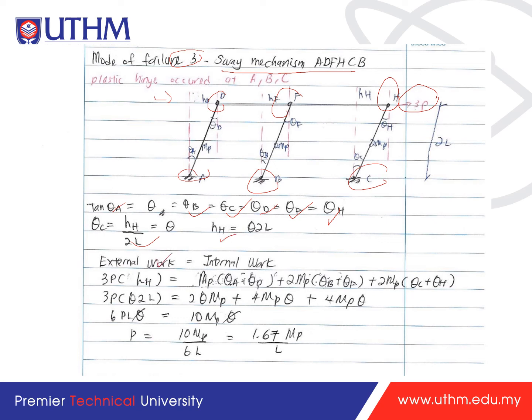So external work is equal to internal work. So 3P times HF is equal to MP. For the first one, it is MP times theta A plus theta D and theta P, and then 2 MP for this member B half is theta P plus theta F, and then 2 MP for this member CD is theta C plus theta hash. So after you solve this, you will get P is equal to 1.67 MP over L.